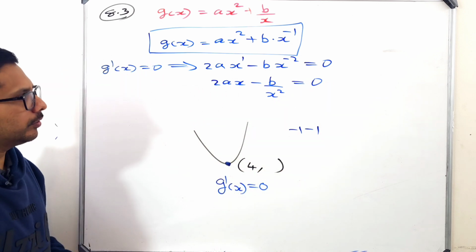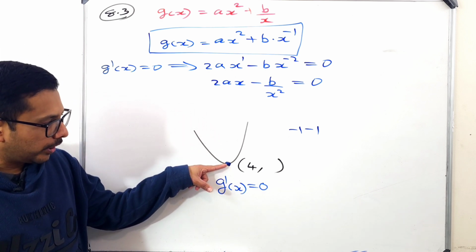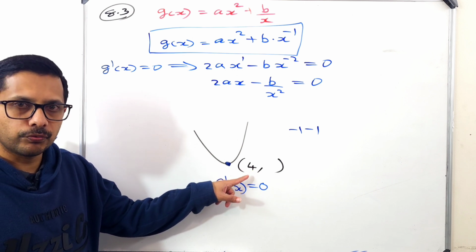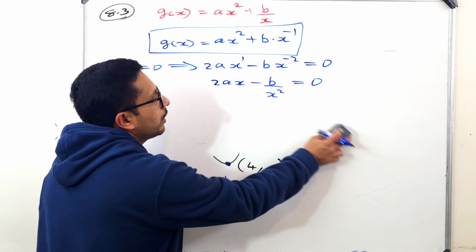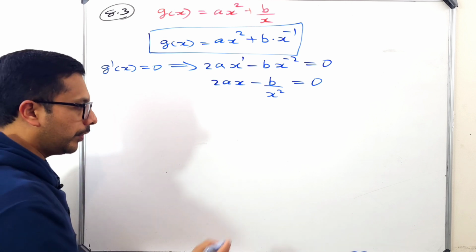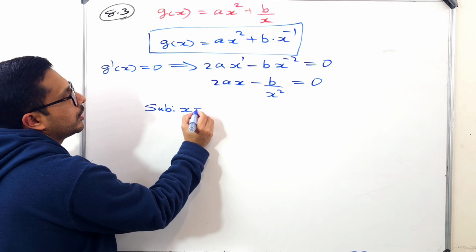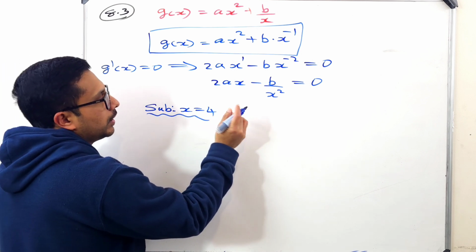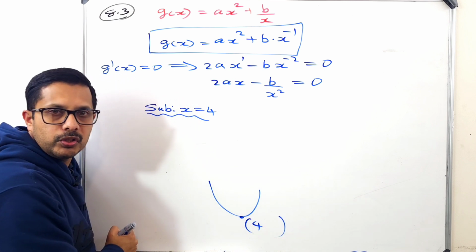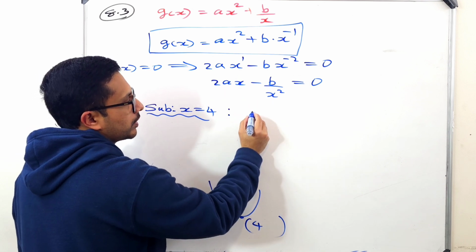Anyway, we are going to substitute the x value. We know at this turning point what the x value is, given in the question. We know that the value of x is 4. So the derivative is equal to 0 and at that turning point the value of x is 4. Am I right? It is given in the question. So here we can substitute the value of x as 4.